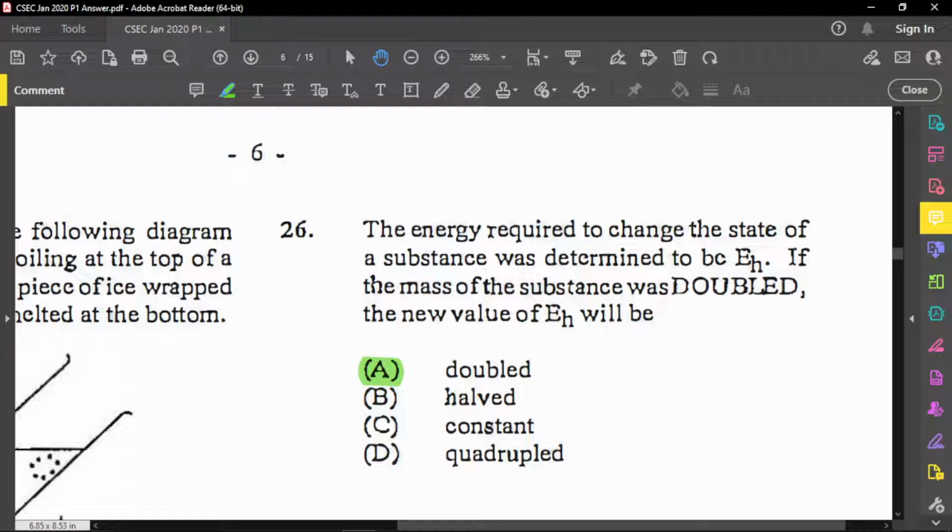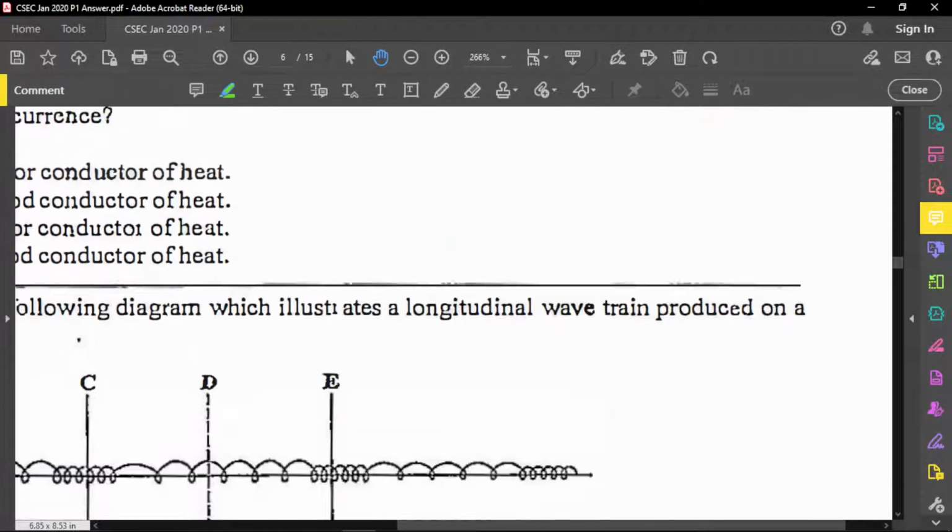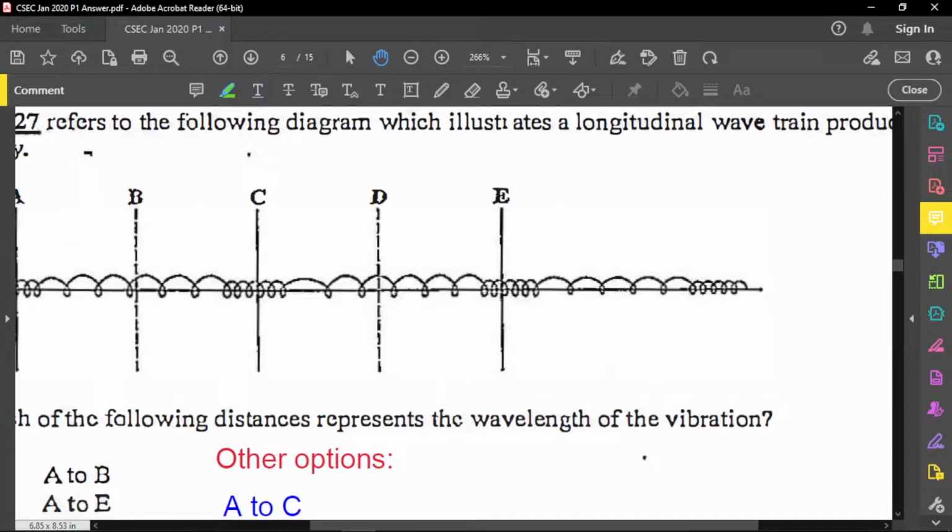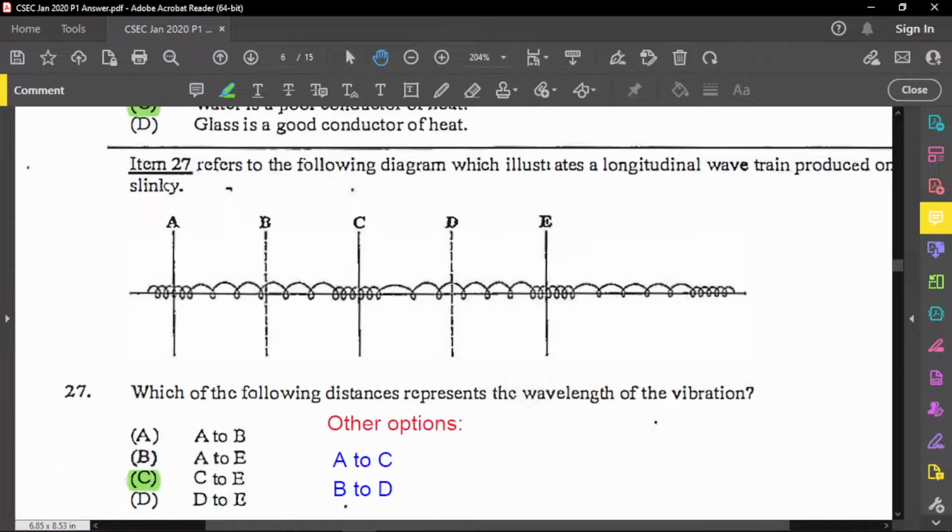And so if you double the mass, then naturally you have to double the energy as well. All right, so that's why A is correct for 26. I have a question number 27 at the bottom of this page. Let me zoom in a little bit.